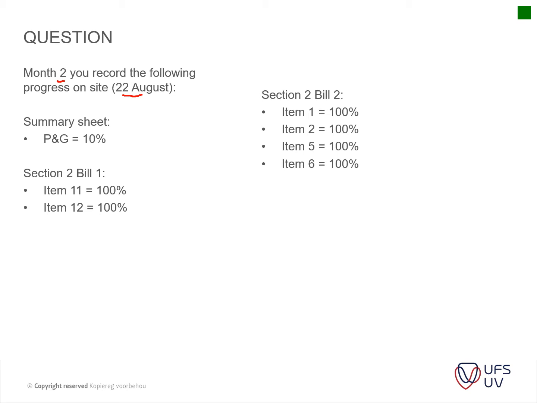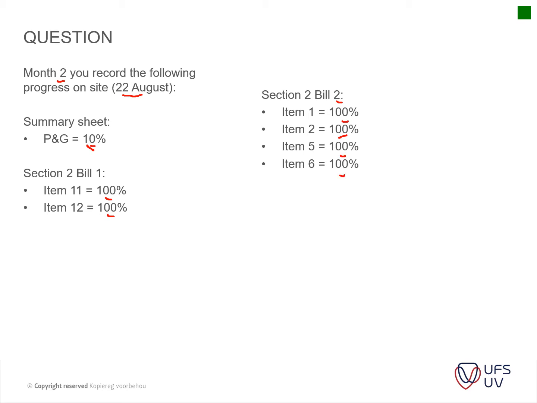So the P's and G's went up to 10% from 5%, and then in section 2 bill 1 not much happened. We measured 100% for item 11 and 100% for item 12. Then in bill 2 of section 2 we measured item number 1 at 100%, item 2 at 100%, and items 5 and 6.